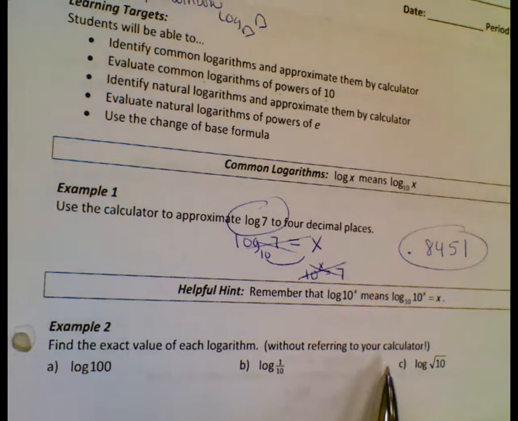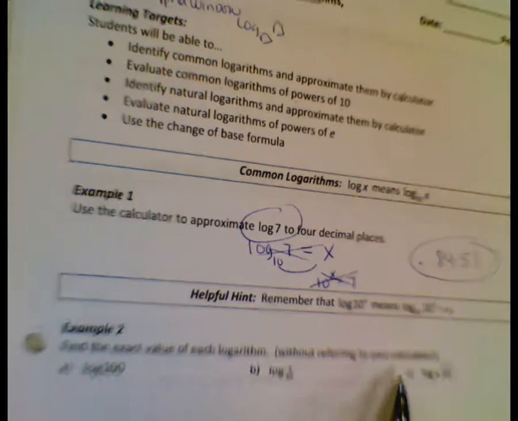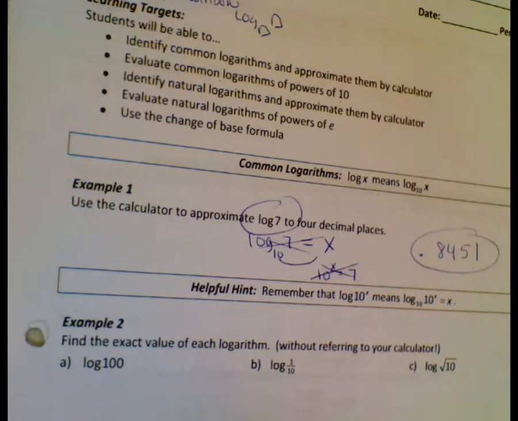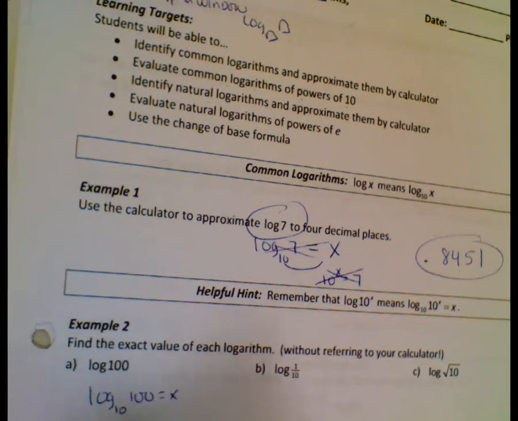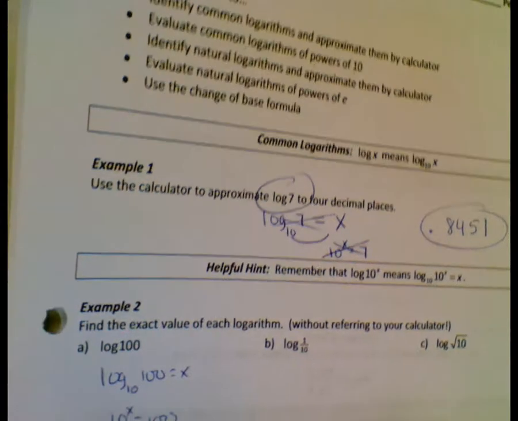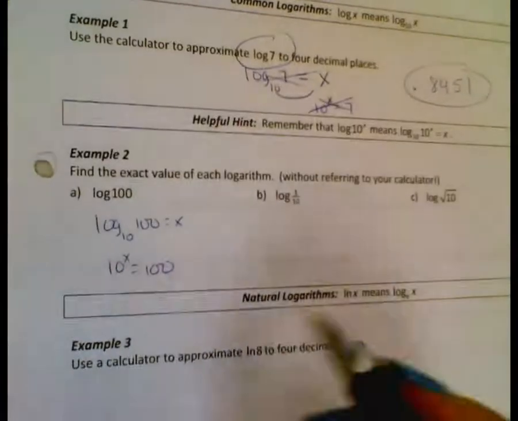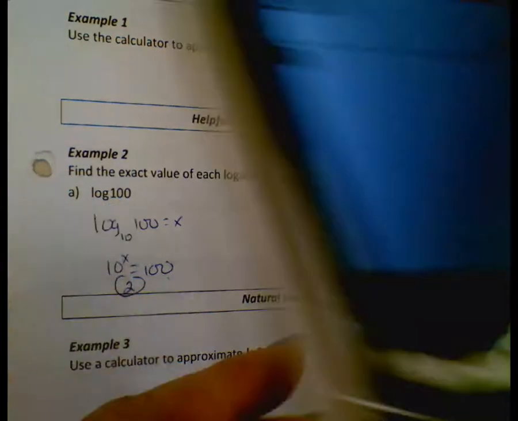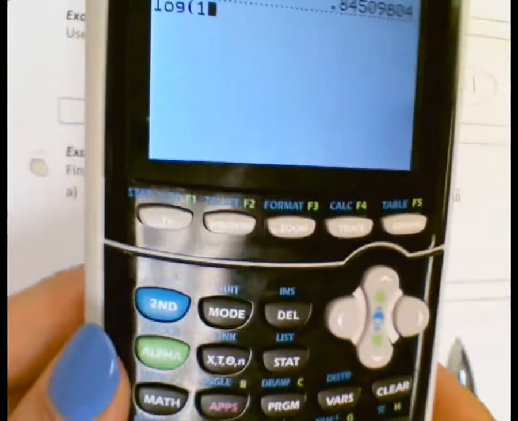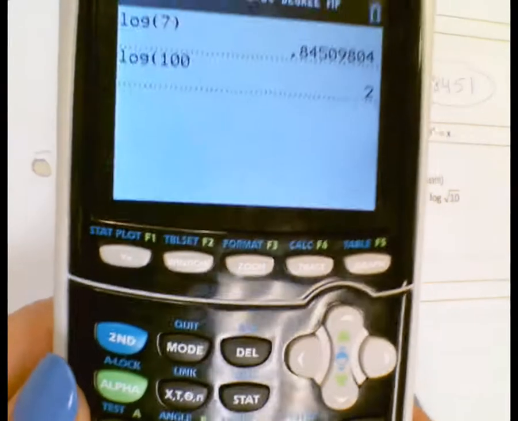Now, let's not kid ourselves. You're going to have a calculator on this test, so you can punch this in your calculator. But wouldn't it be nice to know how to do this without a calculator? So remember, there's a base 10 here, correct? Really, it's 10 to the x equals 100. 10 to the what power is 100? Most of you probably already know this. Your answer should be 2. Let's punch log 100 into our calculator, though. Log 100. See how it's 2?